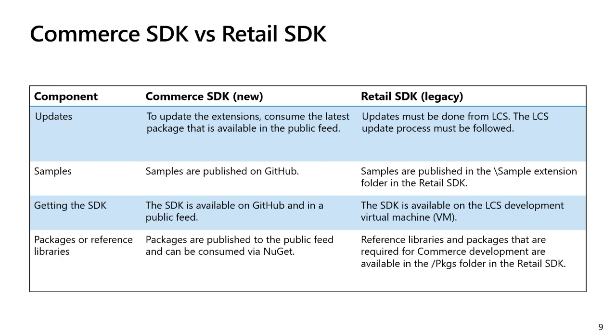From an extensibility perspective, as I mentioned, Commerce SDK uses NuGet feeds, and that allows you to basically get the latest updates every time you build. Whereas with the Retail SDK, you actually had to go to Lifecycle Services and download that Retail SDK package, and then unzip it and then migrate your code into that SDK folder structure. It was a fairly invasive effort, and this way, with the Commerce SDK, you have much more ready access to the information and coding updates.